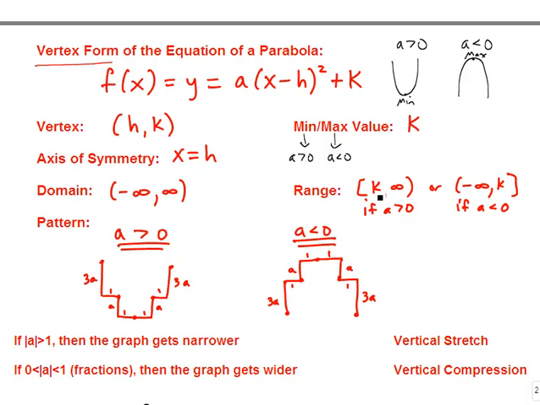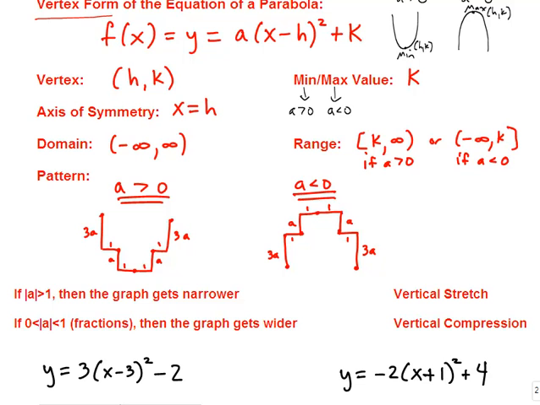So the range is going to be k to infinity if we're pointing up, because if you look at this picture here, the y value of this vertex, h comma k, is at a height of k, and we go up from there. So your range is going to be k to infinity if your a is positive. If your a is negative, then you have the parabola that's pointing down. So this time your range is going to go no higher than k. So your range is minus infinity up to k. Okay?